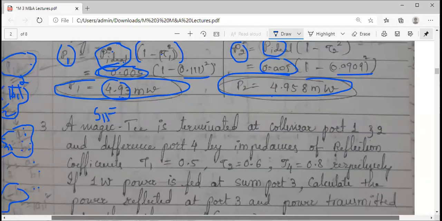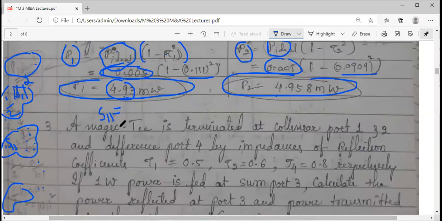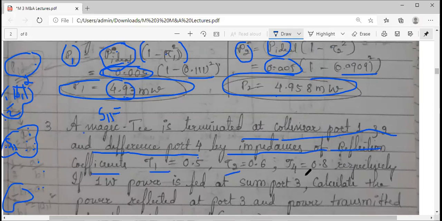Going to the third problem. It is based on the magic T. A magic T, obviously, has 4 ports. A magic T is terminated at collinear ports 1 and 2 and a difference port 4. Difference port means the side arm, okay? Port 4 is terminated by impedances given as reflection coefficients. For port 1, for port 2 and for port 4, they have given the reflection coefficient values.